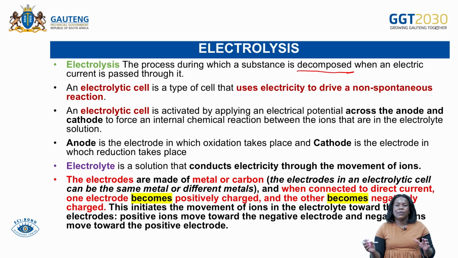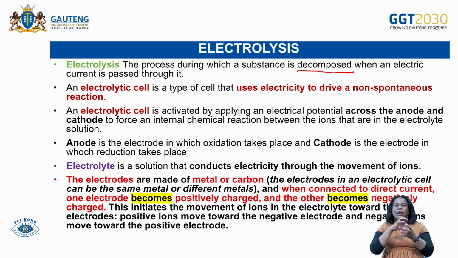Now we've got certain terms that we have to take note of, which are part and parcel of the process of electrolysis. The first one, electrolysis takes place in what? In an electrolytic cell, which is a type of cell that uses electricity to drive a non-spontaneous reaction. And it is non-spontaneous because it needs the power supply. So it has the power supply for it to be able to move forward, meaning that without the power supply, this reaction cannot take place. So we need this power supply so that the reaction itself is able to happen.